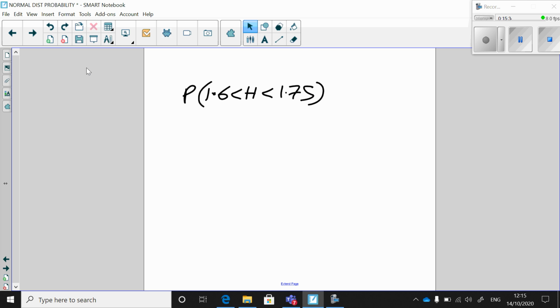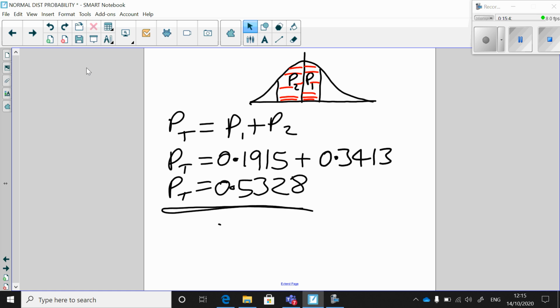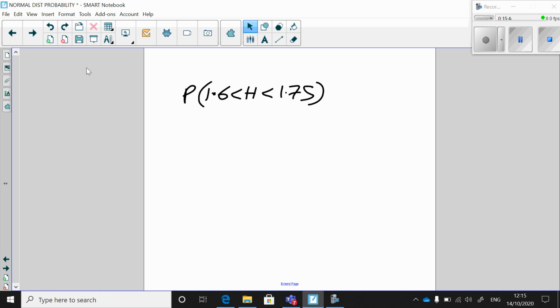So let's go back to the problem. We're looking at heights between 1.6 and 1.75 meters, and since the graph actually gave us that exactly, that's the probability that we've actually found.